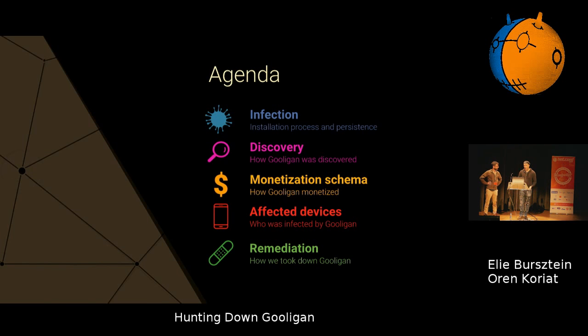So today we're going to cover five points. Oren is going to start by telling you about how the infection works and the mechanical details behind the infections, and he will recount how Checkpoint discovered the backend infrastructure behind Gooligan. Then I'll come back and tell you how they monetized and used the malware to make money. We will talk about who the affected devices were based on our telemetry, and finally, how we were able to take it down. Oren, it's all yours.